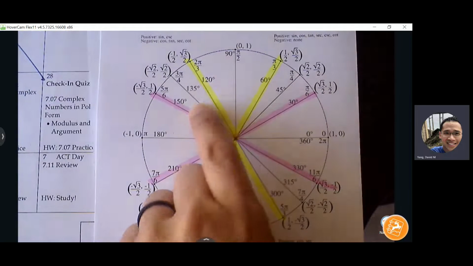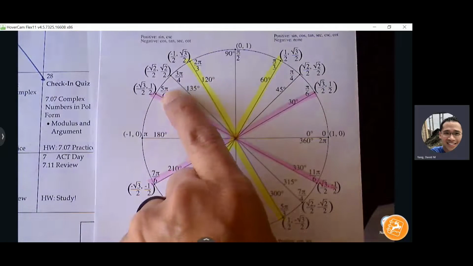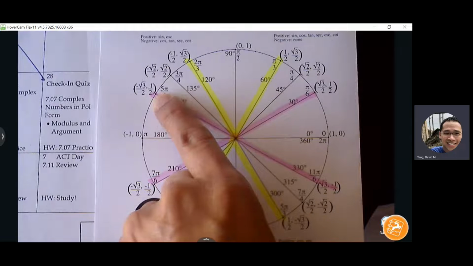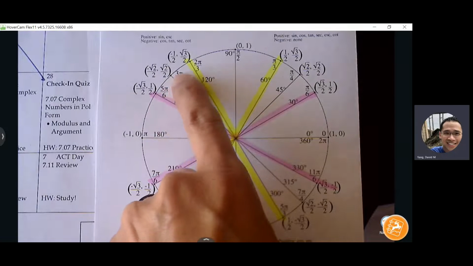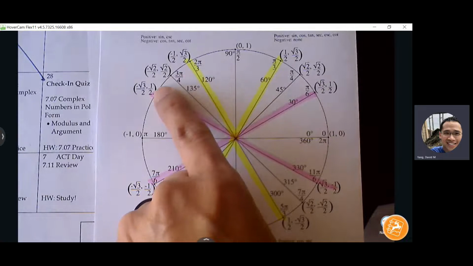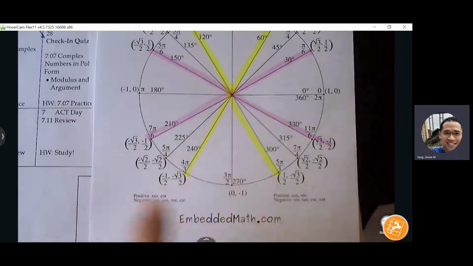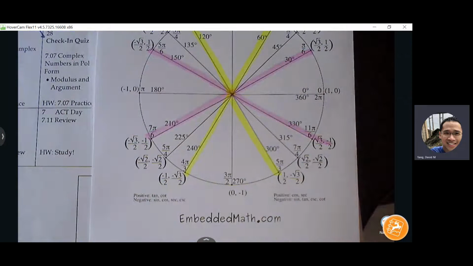Some nice properties about radians: all your numerators in the second quadrant are 1 lower than your denominator. So 2 over 3, 3 over 4, 5 over 6. In the third quadrant, all your fractional values have a numerator that's 1 higher than the denominator. So 7 over 6, 5 over 4, 4 over 3.